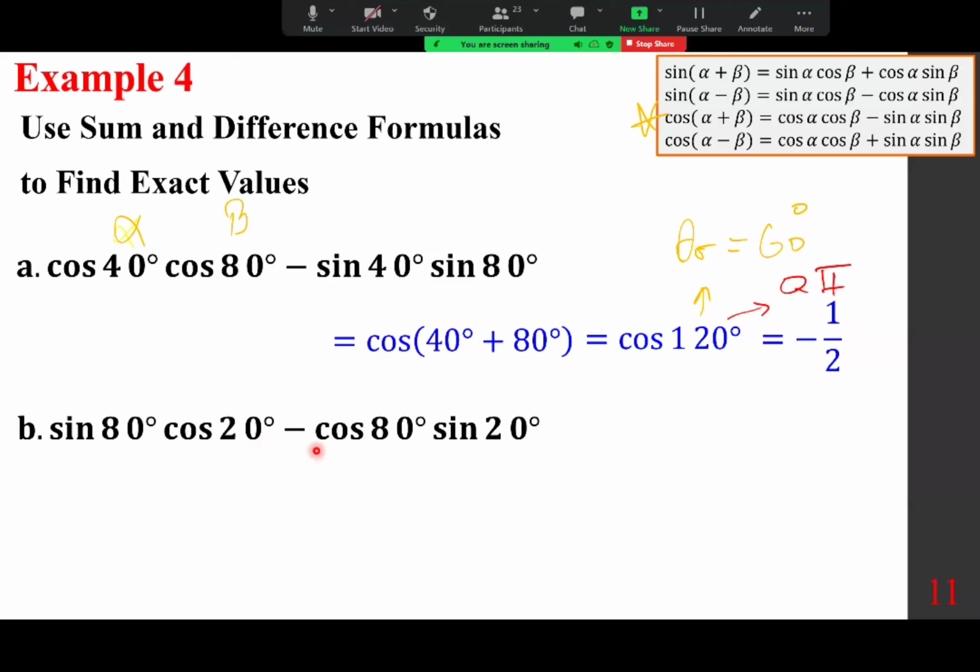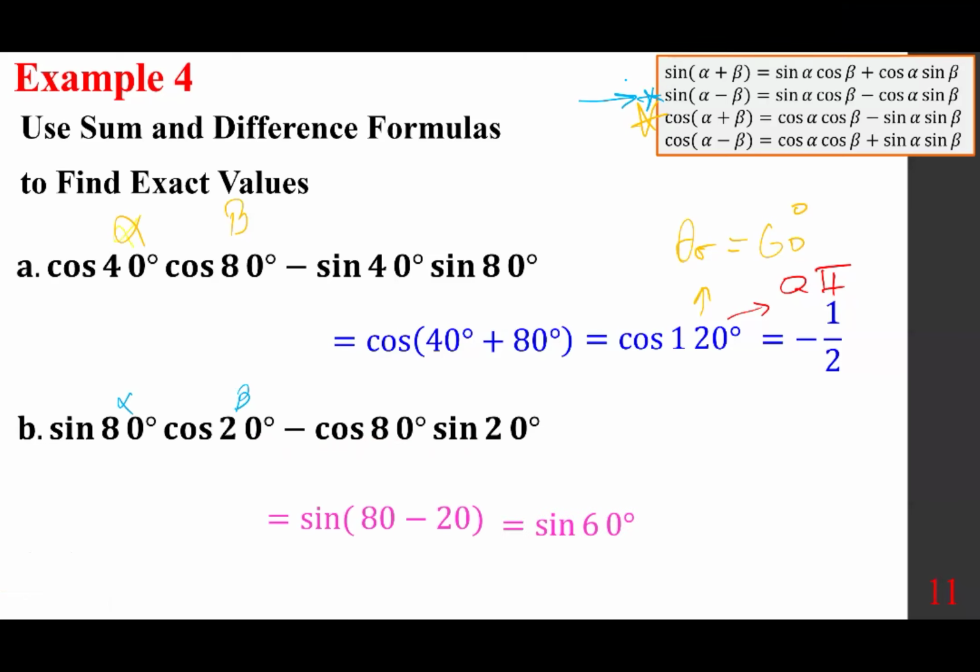Sine 80 cosine 20 minus cosine 80 sine 20. Again, let's call this alpha. Let's call this beta. So it's this one: sine of alpha minus beta. Sine of 80 minus 20. Sine of 60, it's a common arc. You know it to be square root of 3 over 2. It's in the first quadrant.